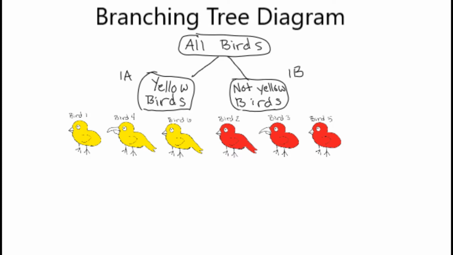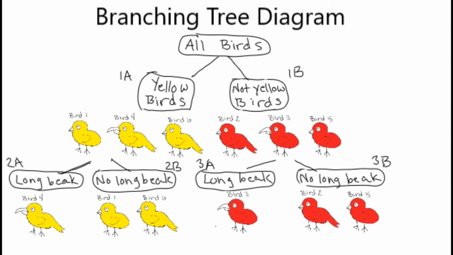And then I broke them up based on one particular attribute of theirs. Okay, so you can see that for 1A, I have all the yellow birds. And then for 1B, I have not yellow birds. All right, so we don't want to say yellow birds and red birds, okay? It is something or it is not something. If you put yellow birds and red birds in your lab, you will be marked off. So yellow birds, not yellow birds.